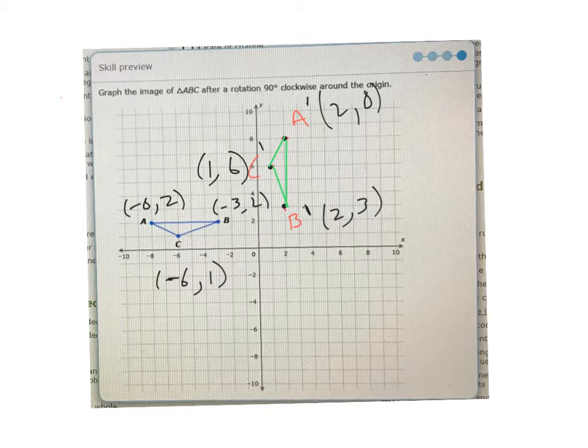So I filled in the different coordinates for the new points. You'll notice the connection. B was at -3 and 2. B1 is at 2 and +3. A was at -8 and 2. A1 is at 2 and +8. C was at -6 and 1. C1 is at 1 and +6.